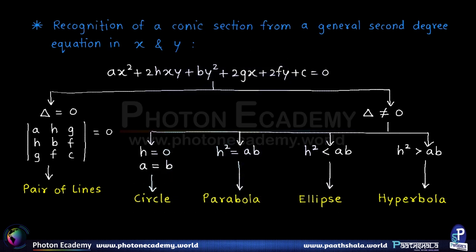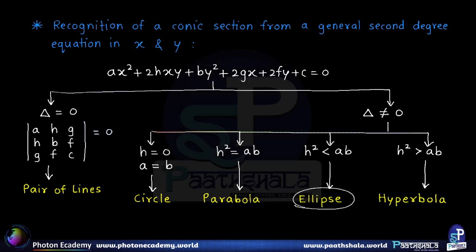That is the conic under the second branch, and the remaining 3 conditions are based on h² and ab. If h² equals ab, it represents a parabola. If h² is less than ab, the equation represents an ellipse, and finally if h² is greater than ab, then it represents a hyperbola. So this is how we recognize a conic from any general second degree equation in x and y.